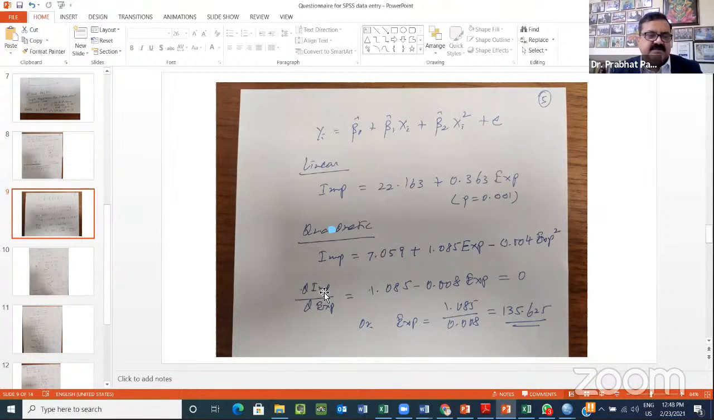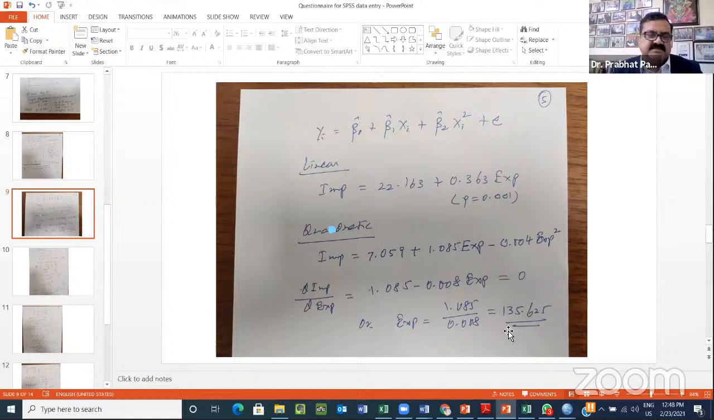So what you do is calculate the dy by dx, the first derivative, and make it equal to 0. So the first derivative is d imp divided by d exp. And those who know the derivative algebra will understand how this is equal to 1.085 minus 0.008 exp. If you make it equal to 0 and solve this equation, you get the expenditure, which is equal to 1.085 divided by 0.008, which is equal to 135.625, right? So you get the numerical calculations over here.